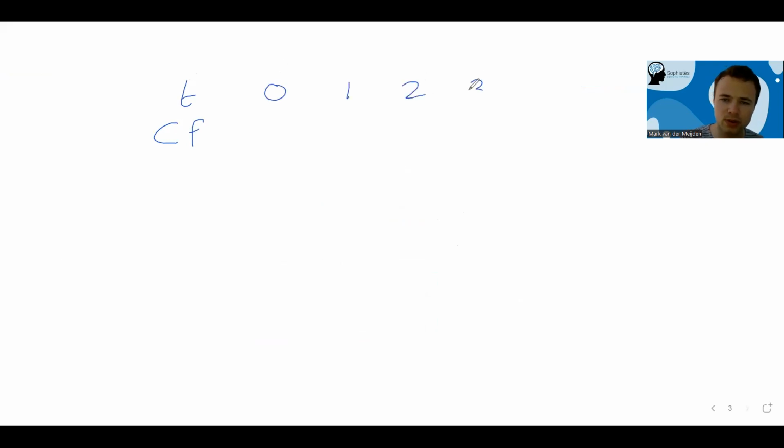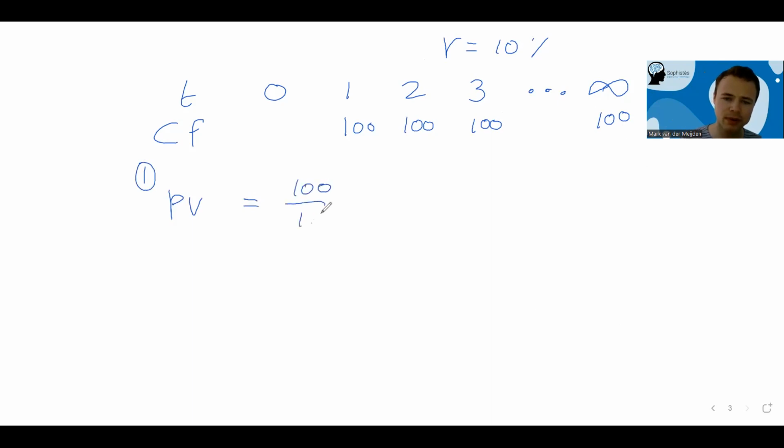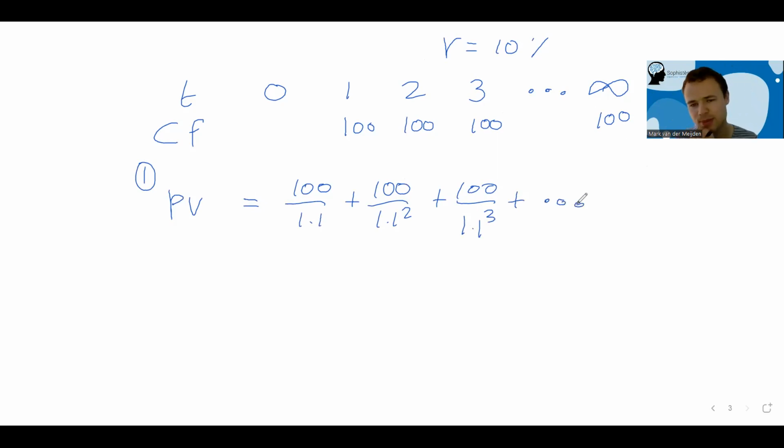0, 1, 2, 3, all the way up to infinity. So you get 100 euro next year, 100 euro in the year after that, 100 euro in the 3rd year. So you get infinitely many 100 euros. And let's also assume that the R is equal to 10%. Okay. So what would be the present value here? If I would use the first method, I would have to do 100 euro divided by 1.1, 100 euro divided by 1.1 squared, 100 euro divided by 1.1 cubed. But yeah, I could go on and on forever. So this is not possible anymore.